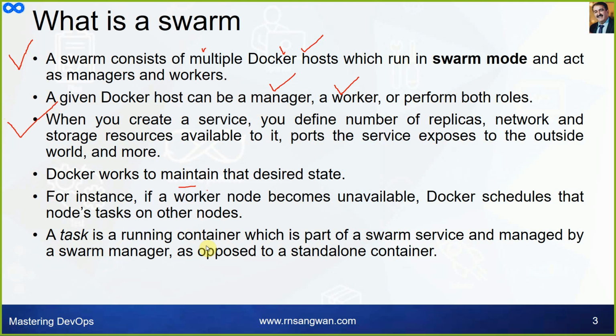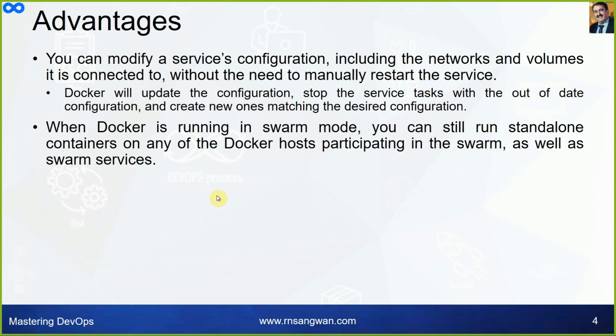Docker works to maintain the desired state. If you notice in the output of the last command, there were two columns. One was desired state and one was current state. Desired state is what you are expected to do. Current state is what the current status is. For instance, if a worker node becomes unavailable, Docker schedules that node's task on other nodes. The task is a running container which is a part of the Swarm service and managed by the Swarm manager, as opposed to a standalone container.